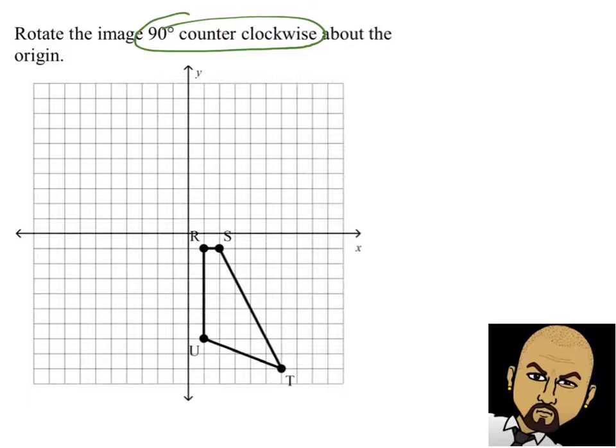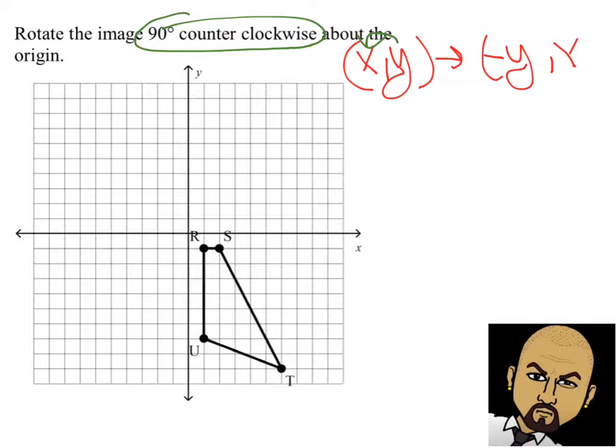All right, last image here, 90 degrees counterclockwise. So we're going to go to the left. Let's write our coordinate notation. We're going to the left, so the y value is going to jump over and become the opposite, and the x value is going to slip right over.